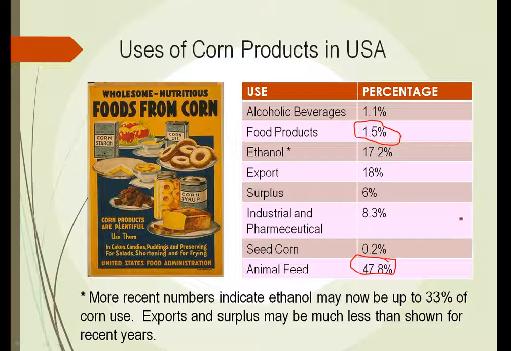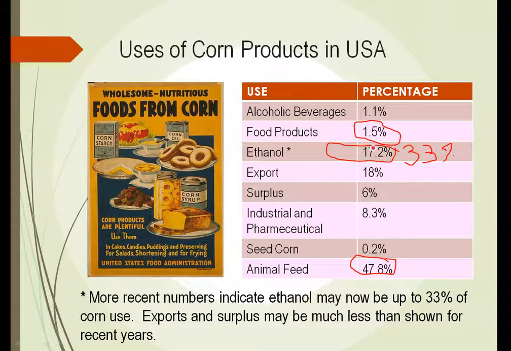The next single largest quantity is used as ethanol. Now, more recent numbers indicate that ethanol might actually now account for 33% of the corn crop to make alcohol for fuel.